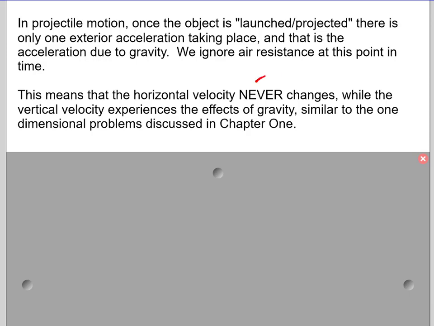So horizontal, because it never has an external influence on it, will not have an acceleration in the horizontal direction. Horizontal always is v equals d over t. But vertical, that will allow us to use our 5 kinematics because it does have acceleration due to gravity. That's big, so note that right there.